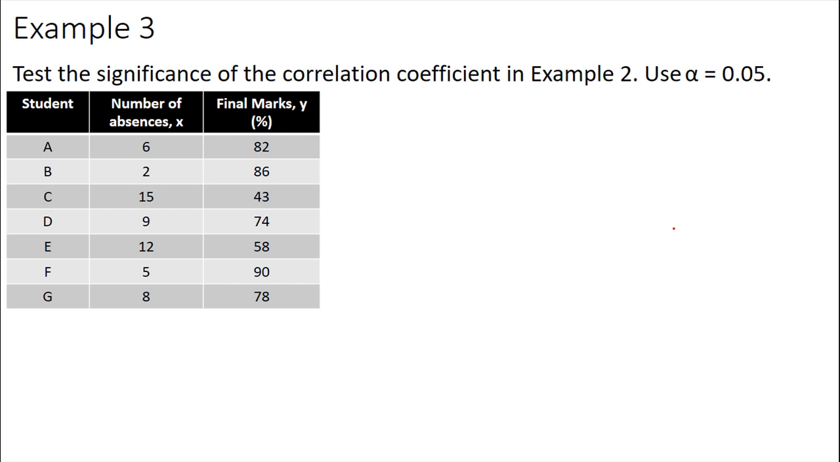Okay, let's try one example. Let's say we want to test the significance of the correlation coefficient in the second example. Now we use the significance level alpha equal to 0.5. This is from the second example about the number of absences and the final grade. And from that example, the value of r is negative 0.944. So this is the value of r.